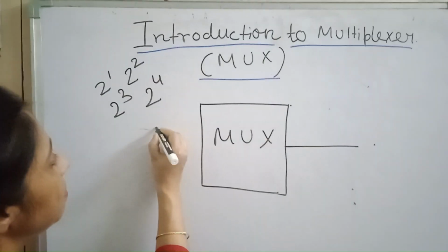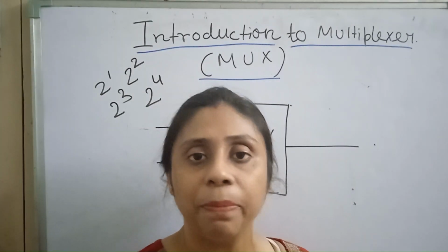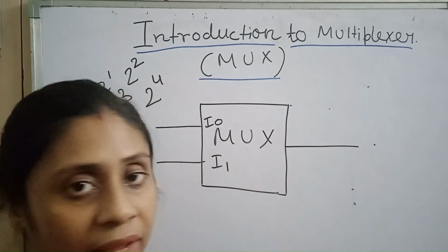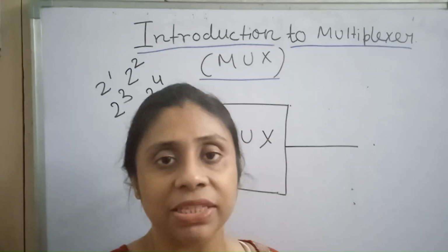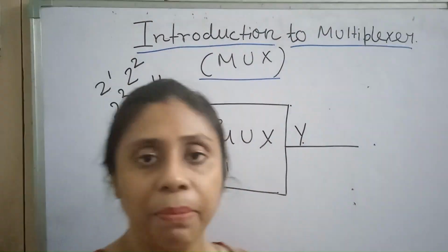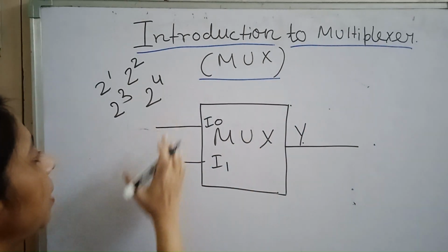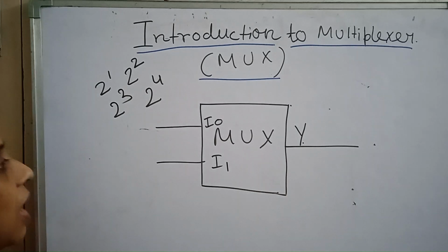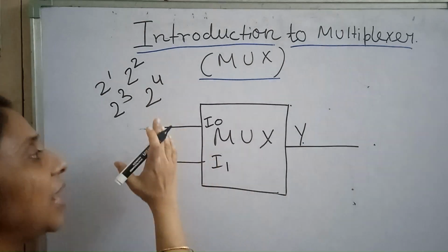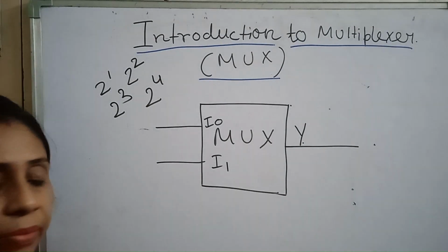So suppose first we start with the 2:1 multiplexer. In case of a 2:1 multiplexer, what will be the number of input lines? The number of input lines will be 2, I0 and I1, and the number of output lines of a multiplexer is always 1. So this is Y, the output line of the multiplexer. Now see, what is the task of this multiplexer? The 2 input lines will have 2 inputs. The task of this multiplexer is to select one input from many and that selected input will be transferred to the output line, right?